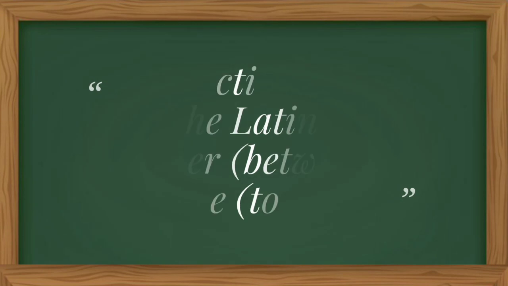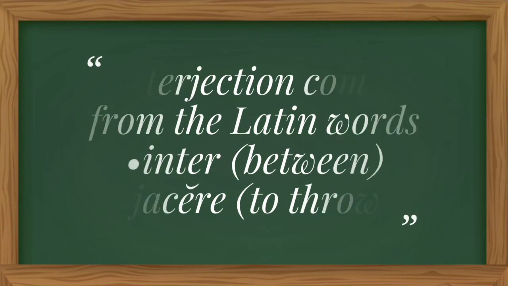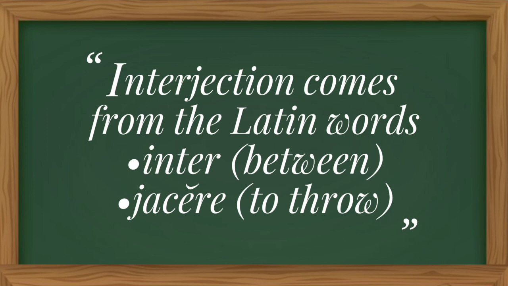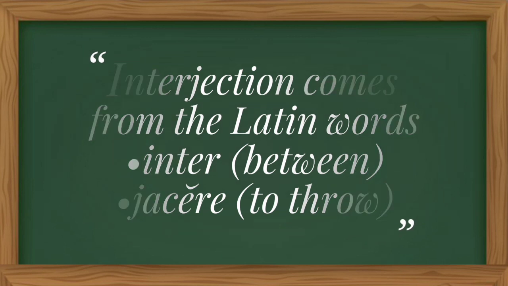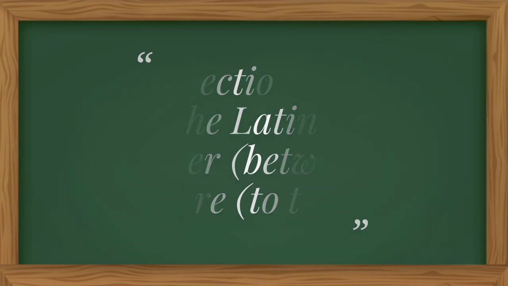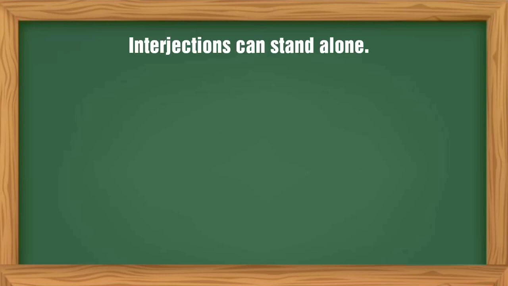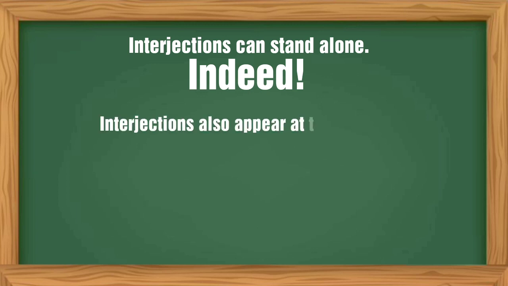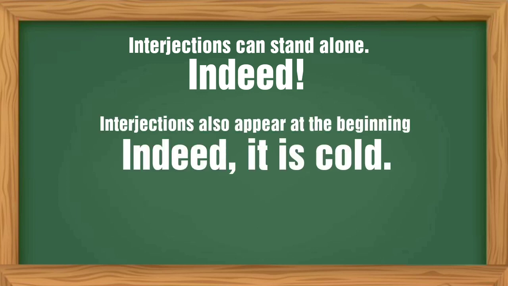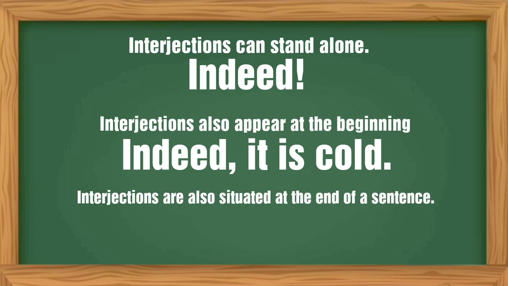The word interjection comes from the Latin words inter, which means between, and jecere, which means to throw. So an interjection is a word that you throw in between sentences or thoughts to express a sudden feeling or emotion. Some interjections can stand alone like this. They can also appear at the beginning like this. Or they can be situated at the end of a sentence like this.